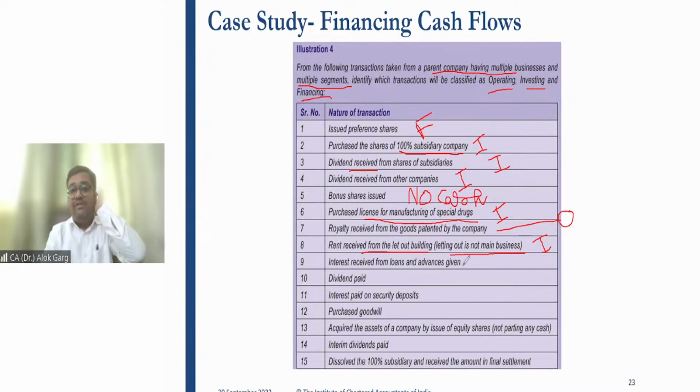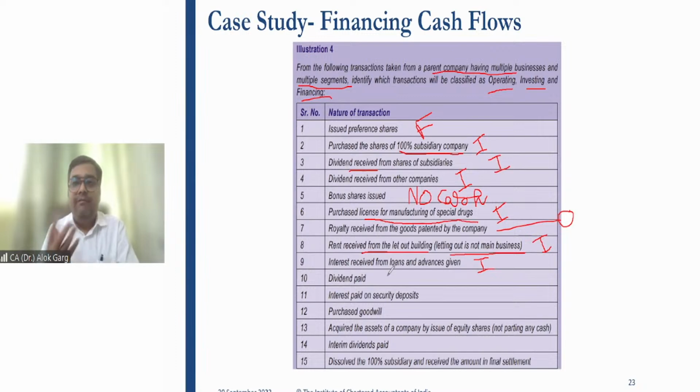Interest received from loans and advances given. The company has given loans and advances and the company is receiving the interest. Interest received is an investing activity. Had it been a bank or NBFC, it is an operating activity. But in this case, it is an investing activity.